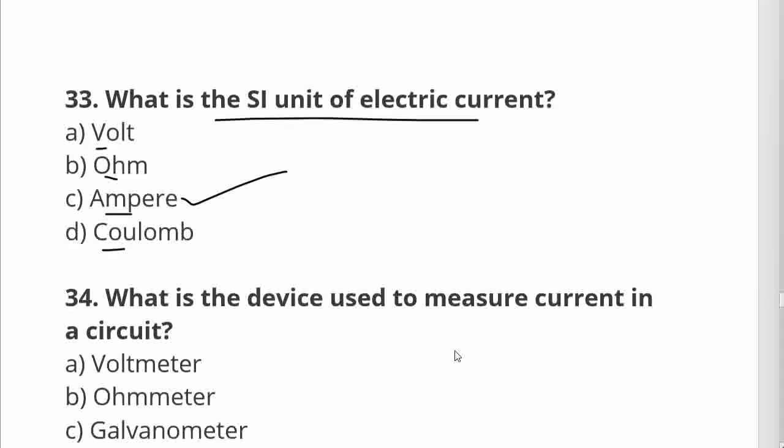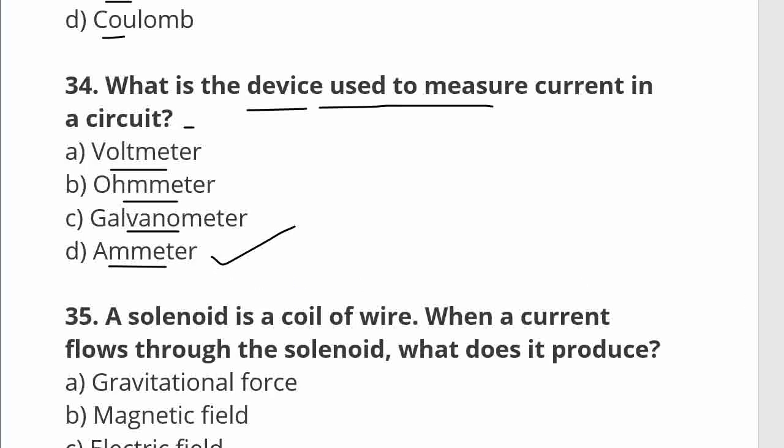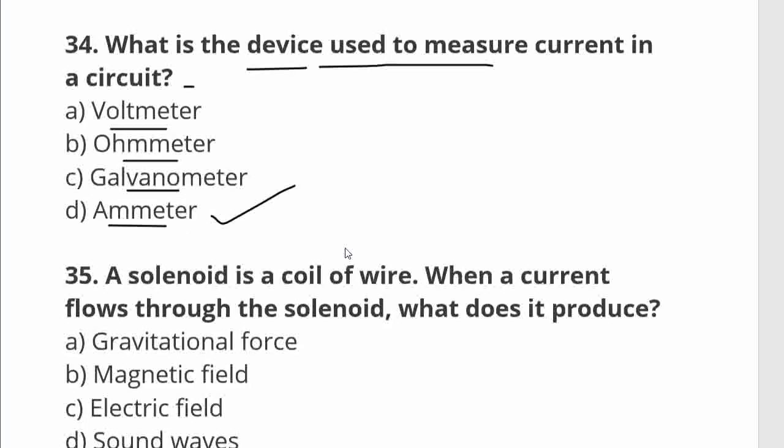Now the next question is, what is the device used to measure current in a circuit? Options are A, Voltmeter, B, Ohm meter, C, Galvanometer, D, Ammeter. Then the right answer is option D, Ammeter. An ammeter is a device used to measure the current, the flow of electrical charge, in a circuit. It is connected in series with the circuit.